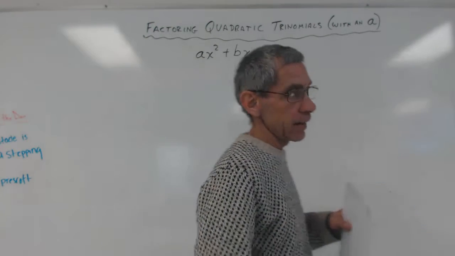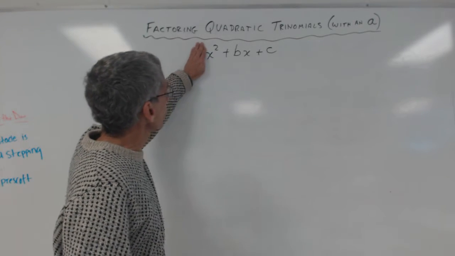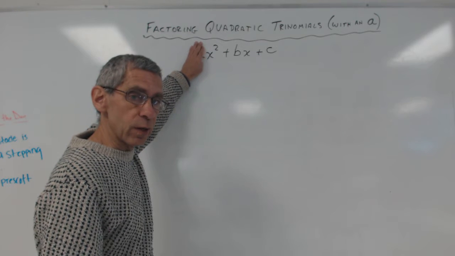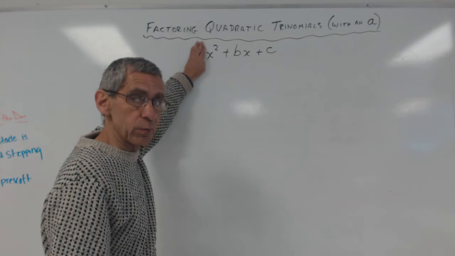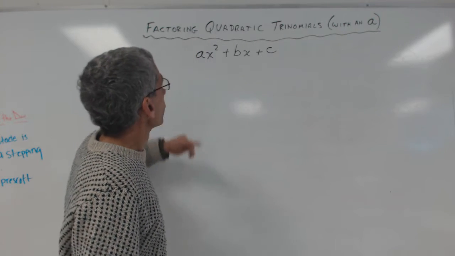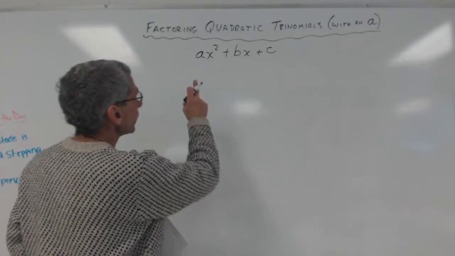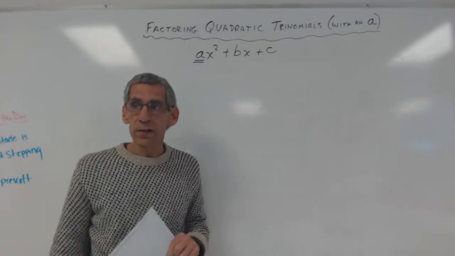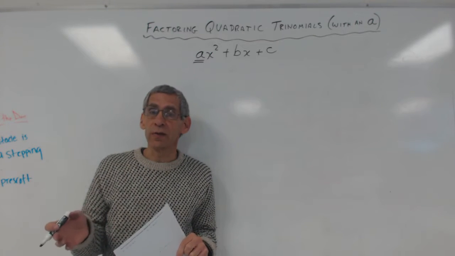When there's an A in the trinomial. Up to this point, I've only given you x squared plus something x plus something. I've never given you a number in front of the x squared when we've been dealing with trinomials. So we have to look at that for a second. Depending on the type of trinomial, there are different ways you have to do it.